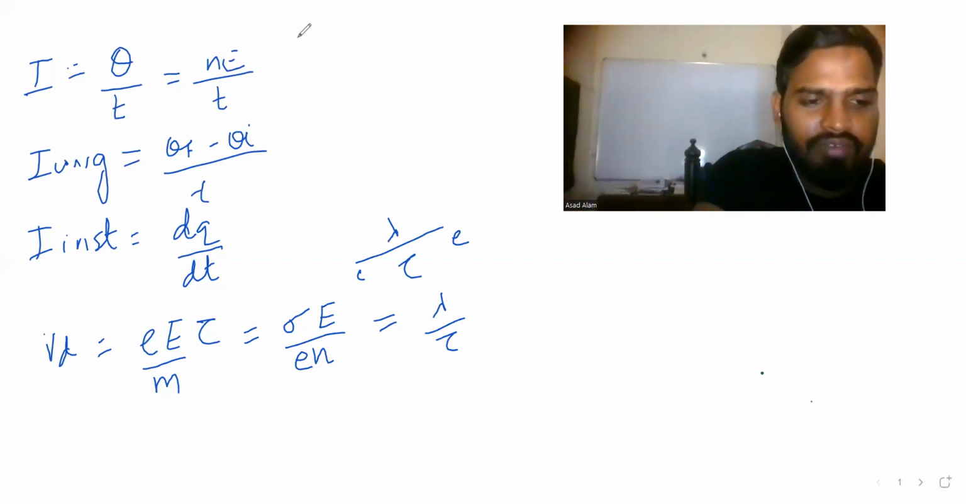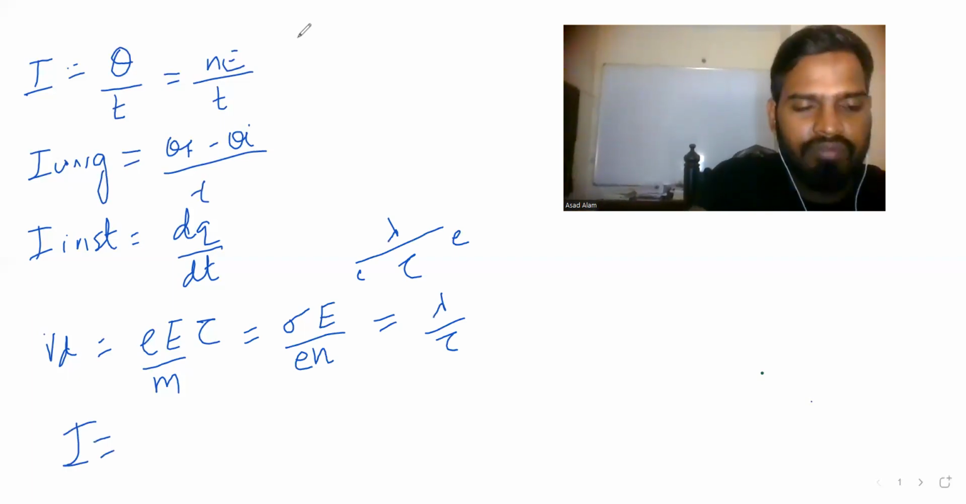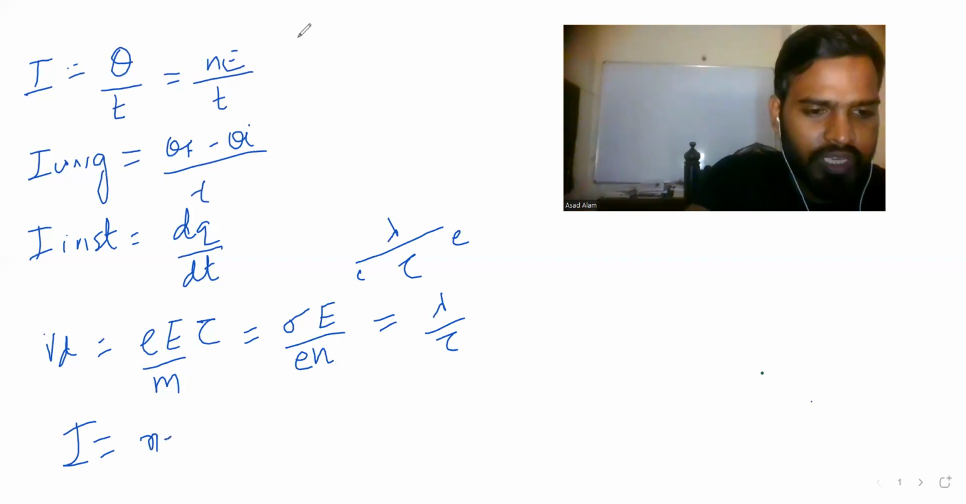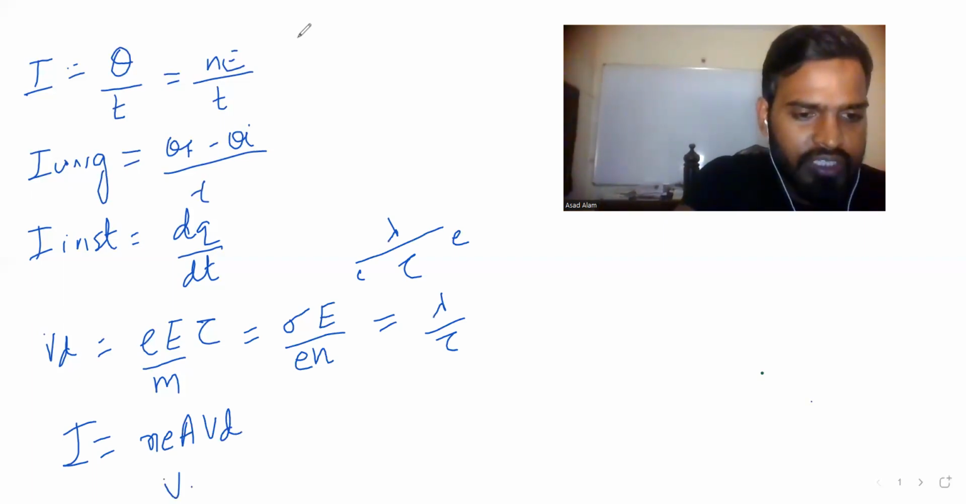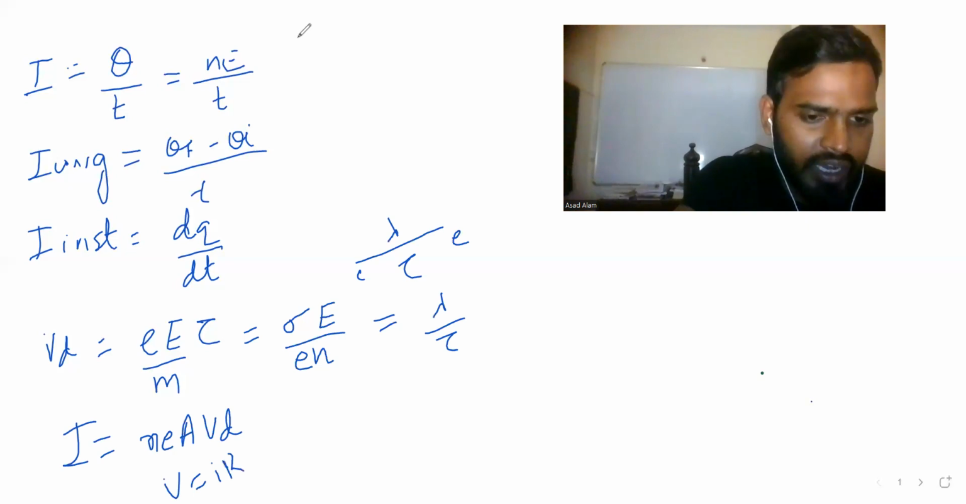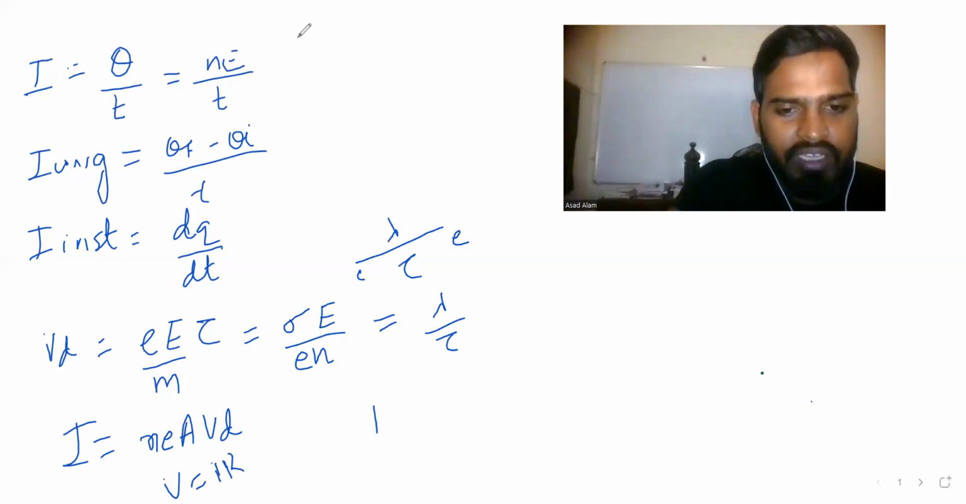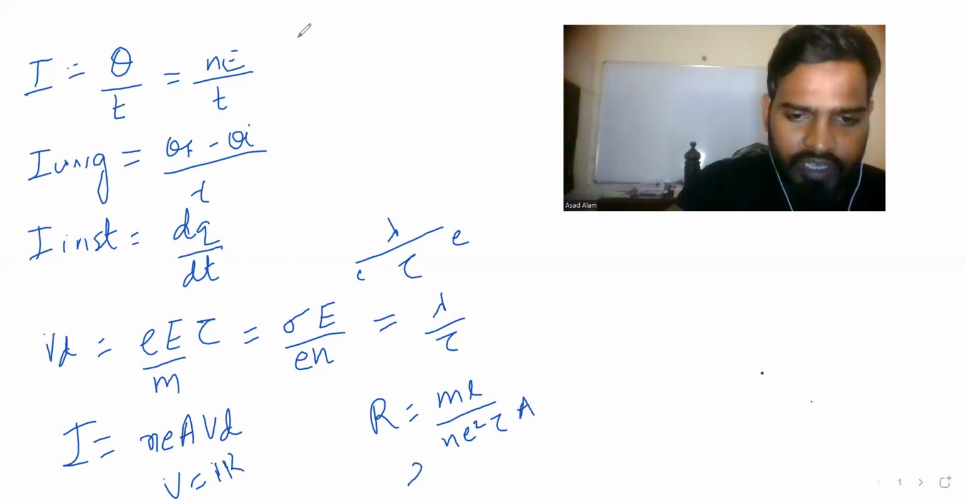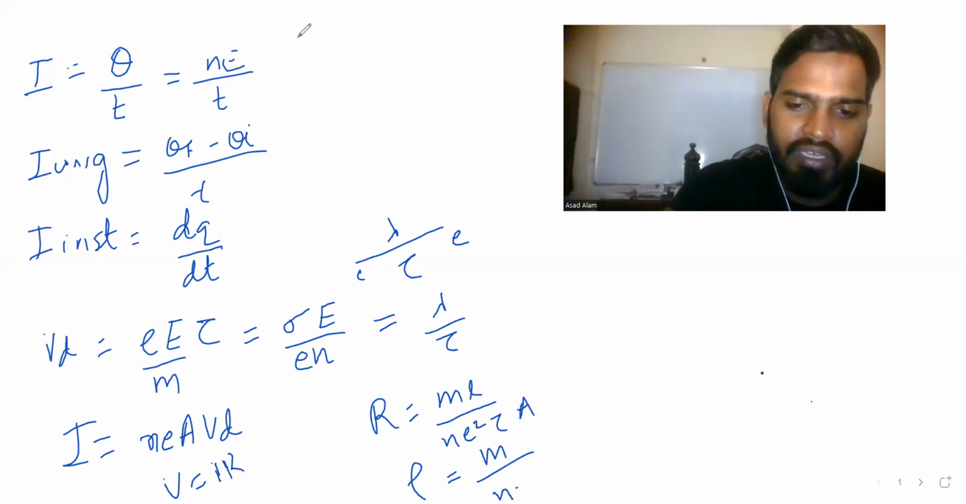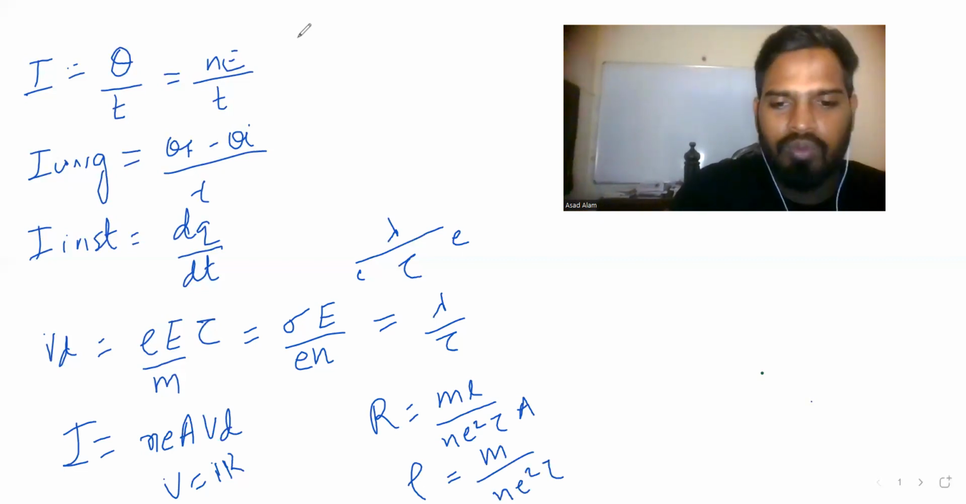Fine. We had done after that the relation between current and drift velocity, that is I is equal to NEA VD, right? Then we had done V is equal to IR, right? But R is equal to ML by NE square tau into area. Then we had done rho. Rho is equal to M by NE square tau, right?